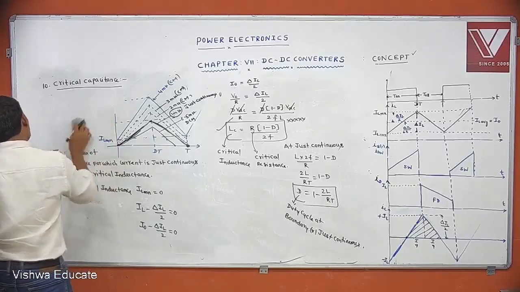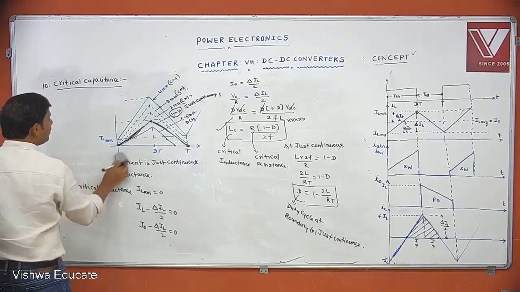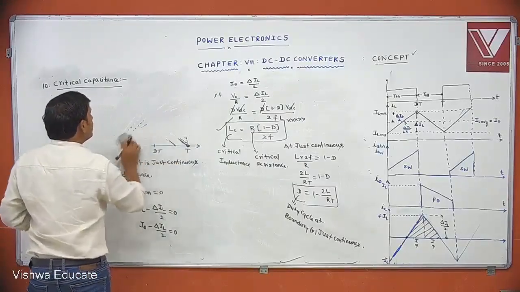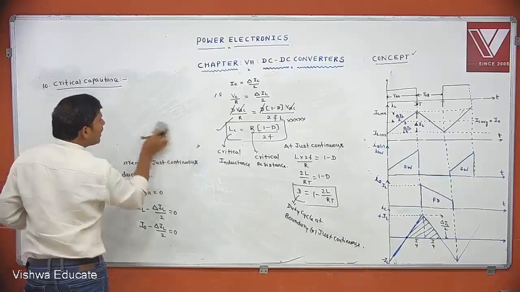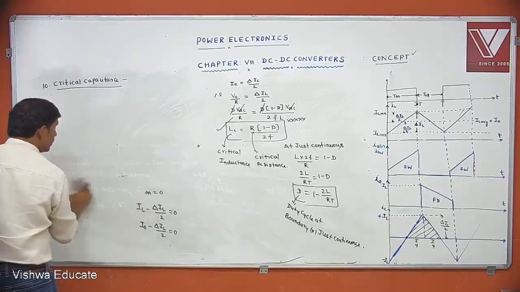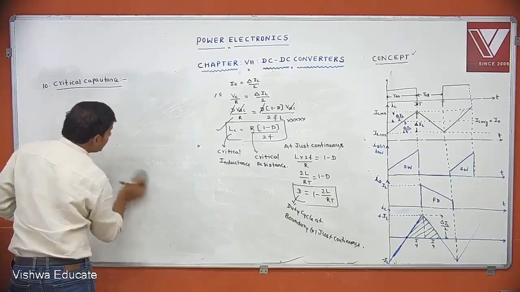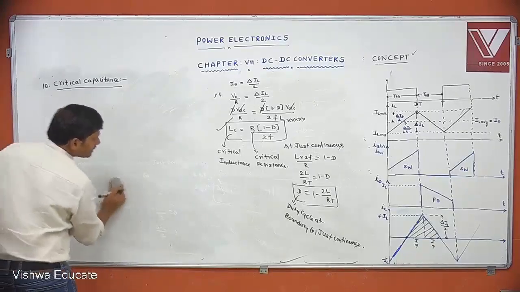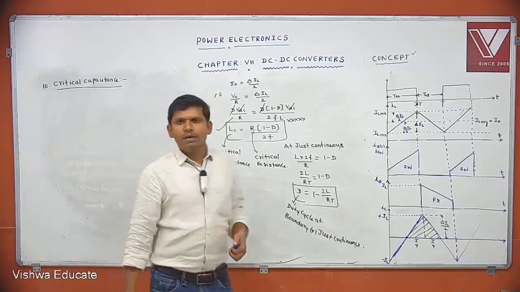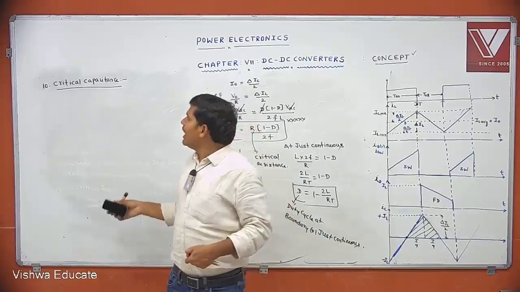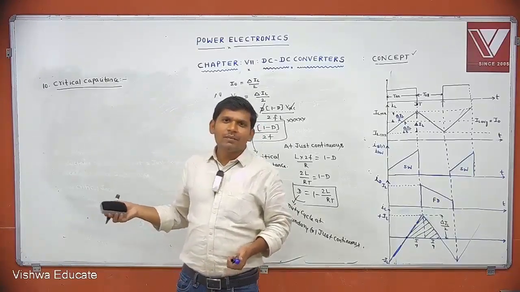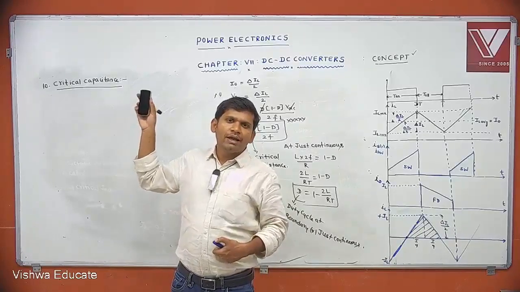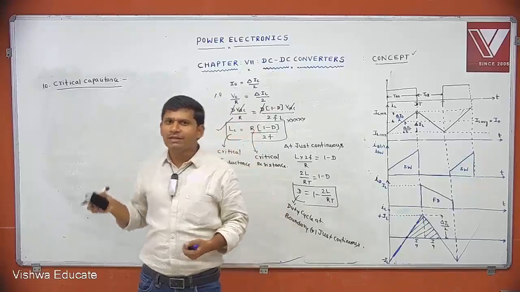The minimum value of capacitance for which the peak to peak capacitor ripple voltage is just continuous. That is the minimum value of capacitance for which the capacitor voltage is just continuous, where for the inductor the current is just continuous, but here the voltage is just continuous.